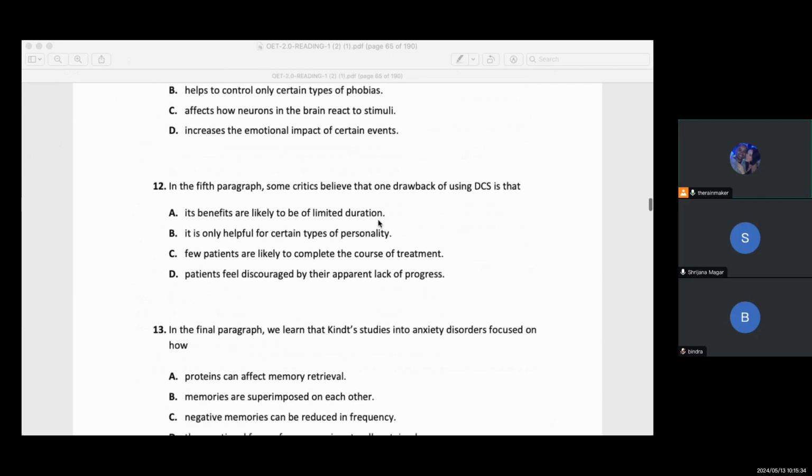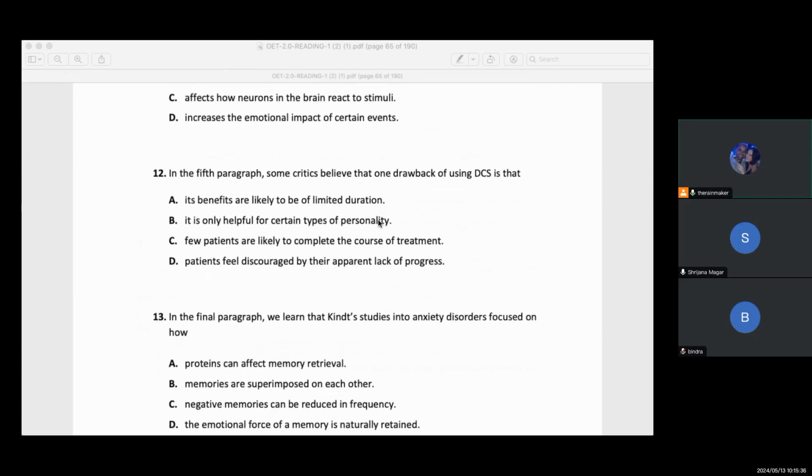Maybe yes, correct. In the fifth paragraph, some critics believe that one drawback of using DCS is... पाँचौं प्याराग्राफमा कुनै कुनै क्रिटिक्सले बिलिभ गर्छन् कि DCS को ड्रब्याक के हुन सक्छ, ड्रब्याक भनेको के हो मिनिङ, you need to know the meaning of that, मिनिङ थाहा भएन भने बिग्रियो.